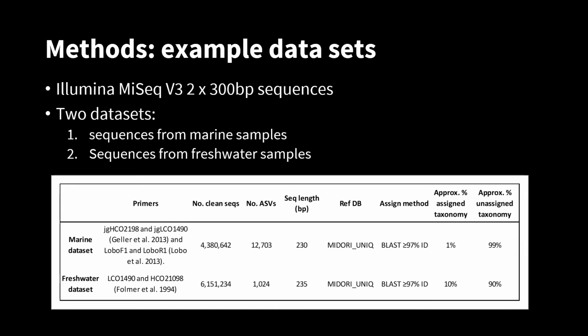From the clean sequences, we have almost an order of magnitude difference between the number of ASVs found in marine and freshwater datasets, with a much higher number of ASVs occurring in the marine dataset. For both datasets, the ASVs were blasted against the Midori unique database, requiring at least 97% identity between the reference and the query sequence. In the end, only 1% of marine samples were assigned taxonomy, and 10% of freshwater were assigned taxonomy.